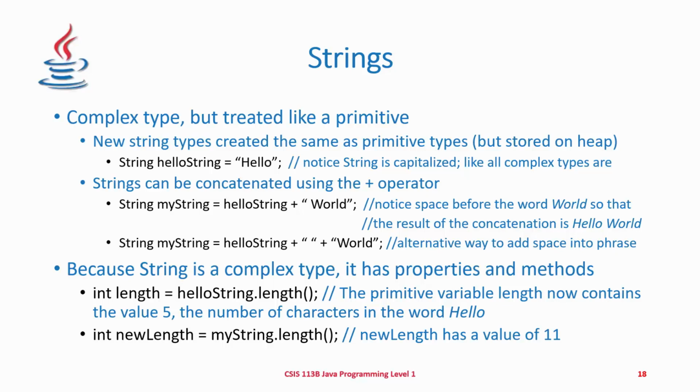And in the last example, just creating one more variable, this again of type int, a primitive type, newLength, so it's camel cased is the name. It's being assigned the length now of myString. Remember, myString is hello plus the space plus world, which is 11 characters long. So newLength, the variable name newLength, contains the number 11.